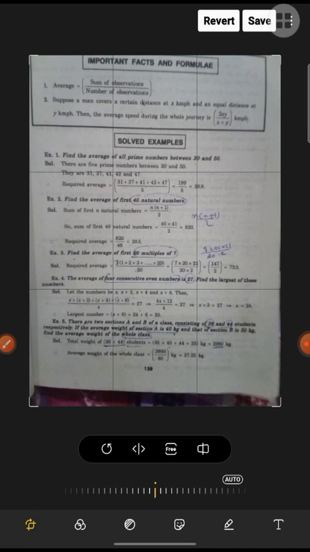Because he is saying there are 36 and 44 students, and the average weight of section A is 40 and section B is 35. So for the average weight of the whole class, we add 36 plus 44, which is 80. Total students are 80, so we divide 2980 upon 80, which equals 37.25.